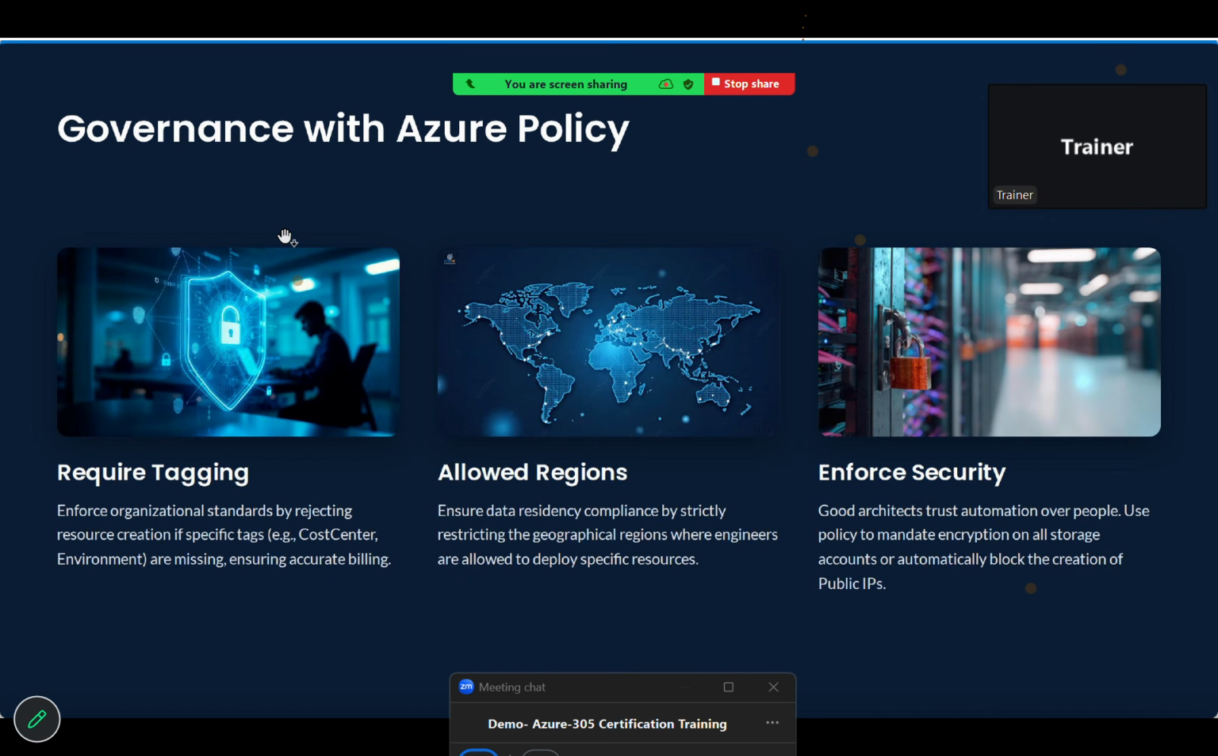So governance with Azure policy has required tagging, allowed regions, and enforced security. What is required tagging? It enforces the organization standard by rejecting resource creation when specific tags, like cost center and environment, are missing, and ensures correct billing. What comes under allowed regions? It ensures data residency compliance by strictly restricting the geographical regions where developers are allowed to deploy specific resources.